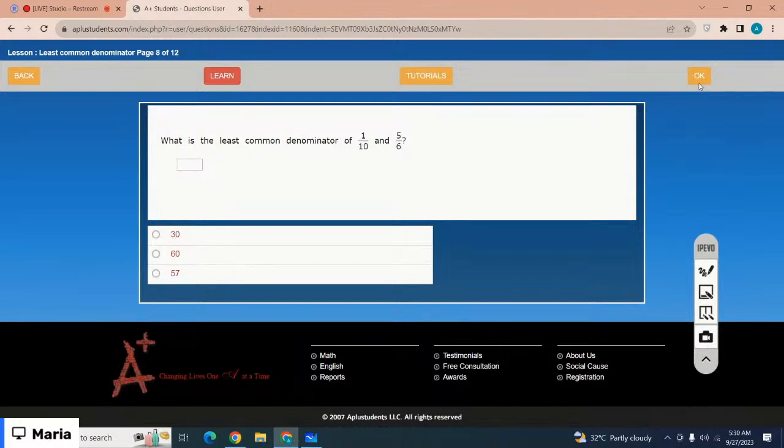What is the least common denominator of 1 by 10 and 5 by 6? Which is the correct option? Now you can see 6 times no number makes 10, right? So you have to write down the multiples. Yes, that is 30. Very good.